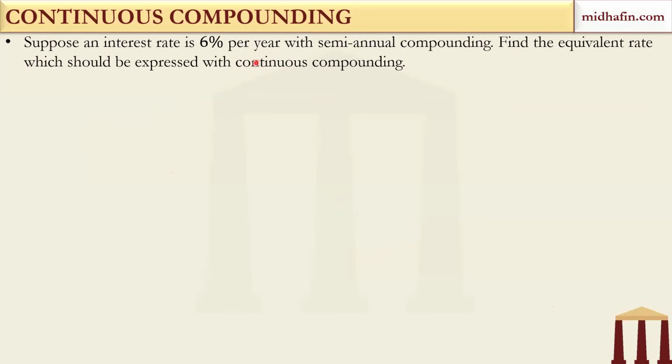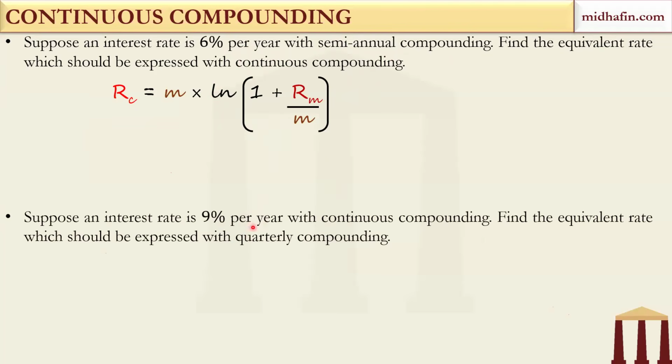So this kind of question can be asked. 6% per year with semi-annual compounding. Find the equivalent rate which should be expressed with continuous compounding. So what will be small m over here quickly? Correct, it's 2. So m is 2, and you can just use the formula and get your result. And the opposite is given over here, this question: 9% per year with continuous compounding.